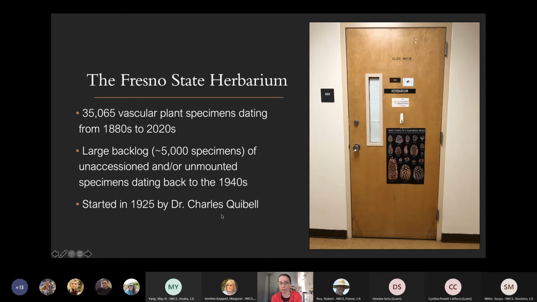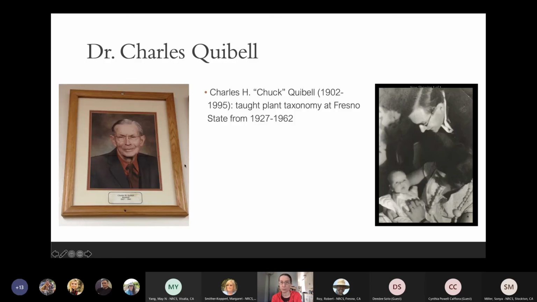This herbarium was started in 1925 by a plant taxonomist who taught students for a long time at Fresno State, named Charles Quibell. Charles Quibell taught from 1927 to 1962, and here he is in his later years. There's a picture of him hanging on the wall in the biology department, and here he is in 1932 with his wife and his daughter.